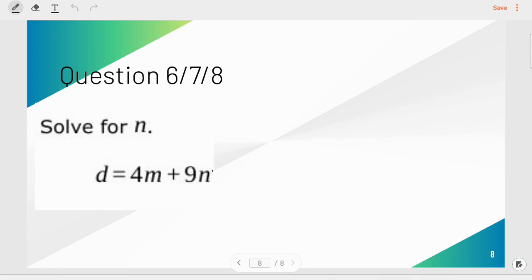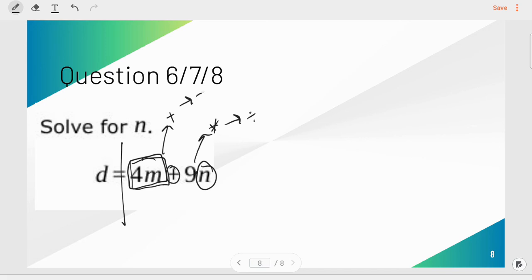Last one. Solve for N. Here's N. Here's my line. What do I need to get rid of? Remember, not D. It's on the other side. I need to get rid of the 4M and the plus and this positive 9. How do I get rid of each thing? Well, I'm going to get rid of the 9 because it's being multiplied. I'm going to get rid of it with division. Now, don't get tricked into thinking you need to get rid of 4 and M separately. You can get rid of them together. The whole 4M combo is being added, so I'm going to subtract.